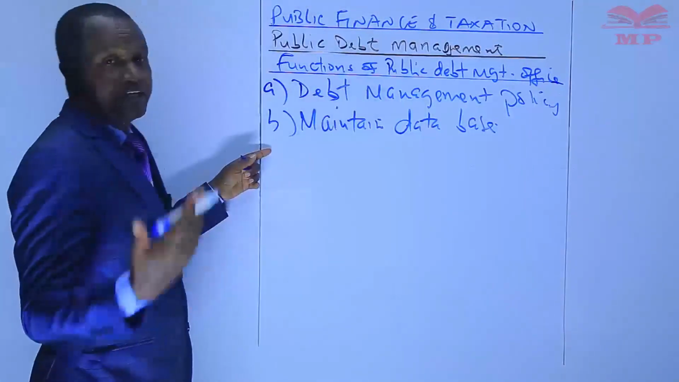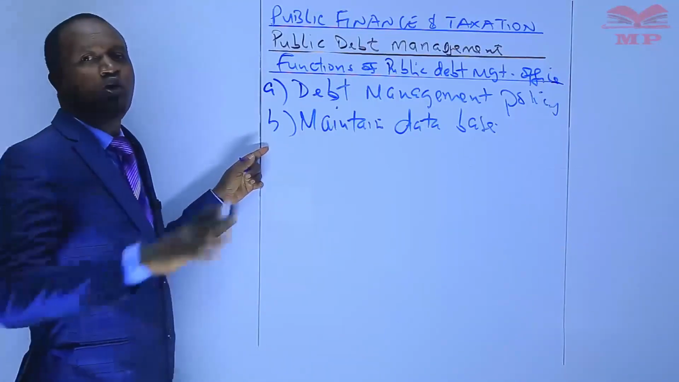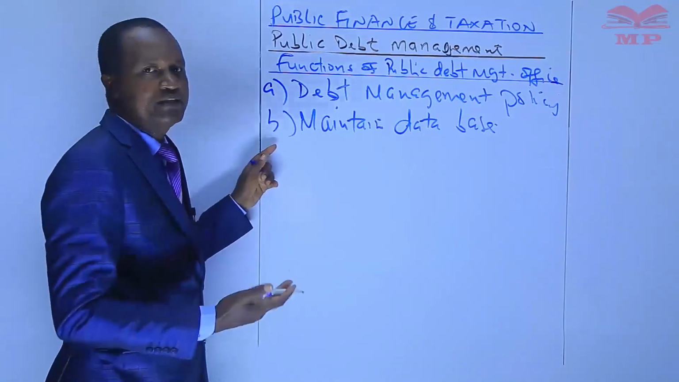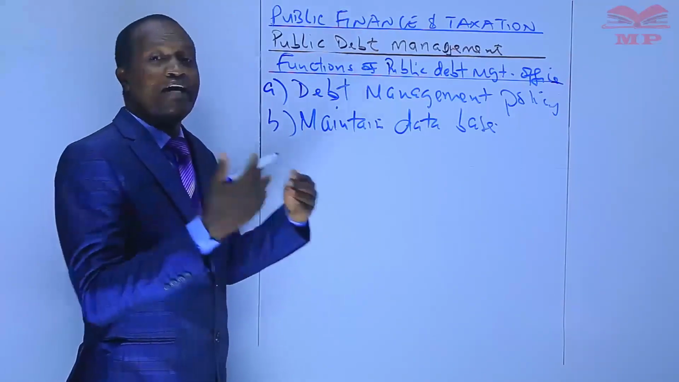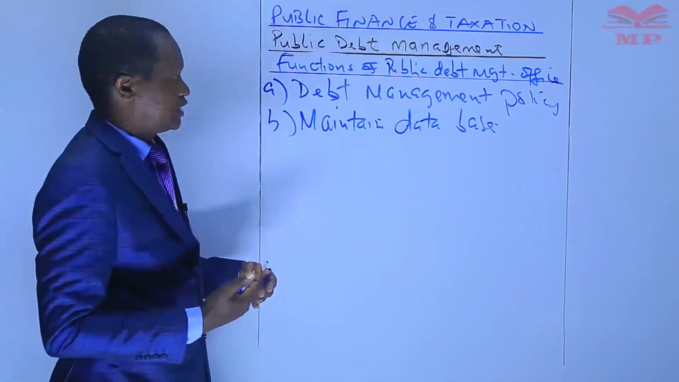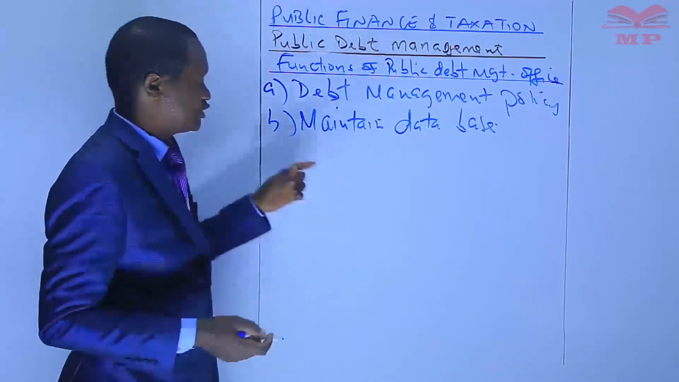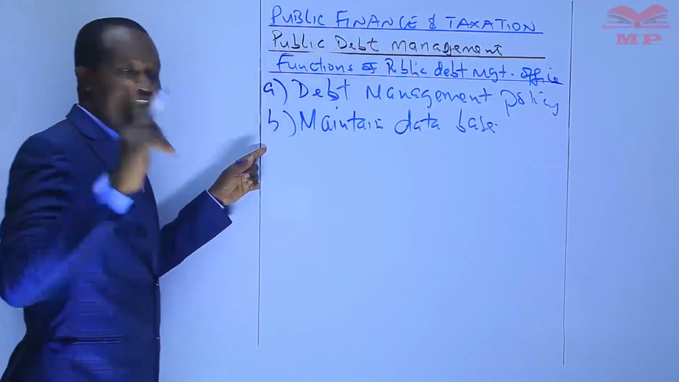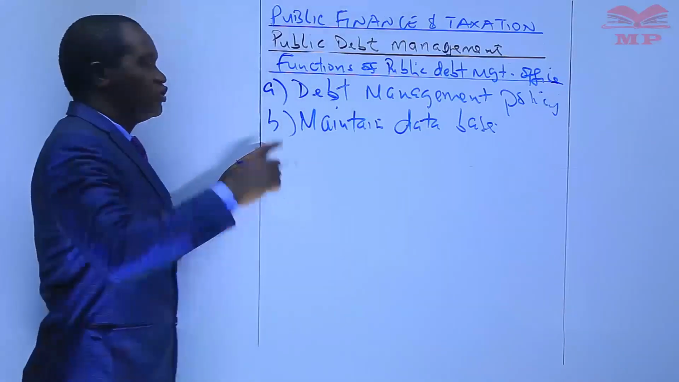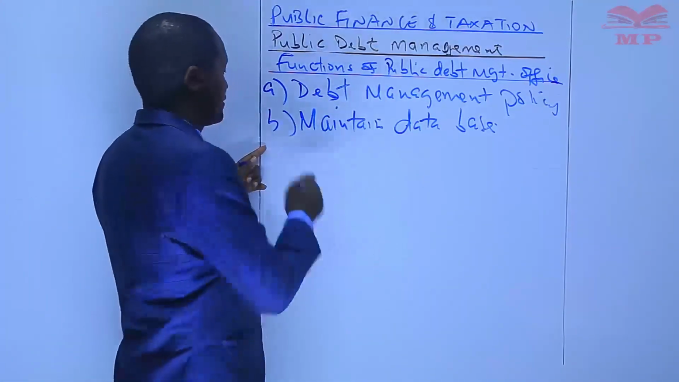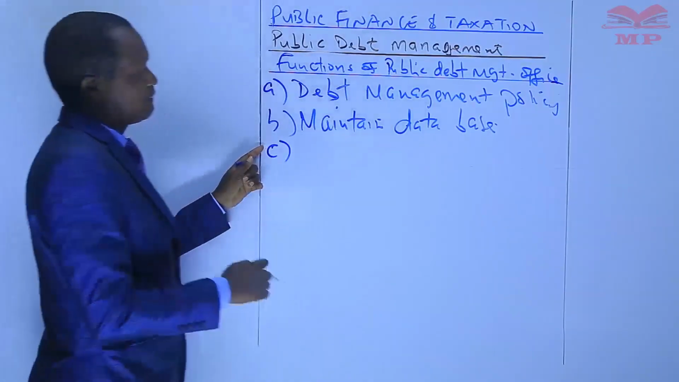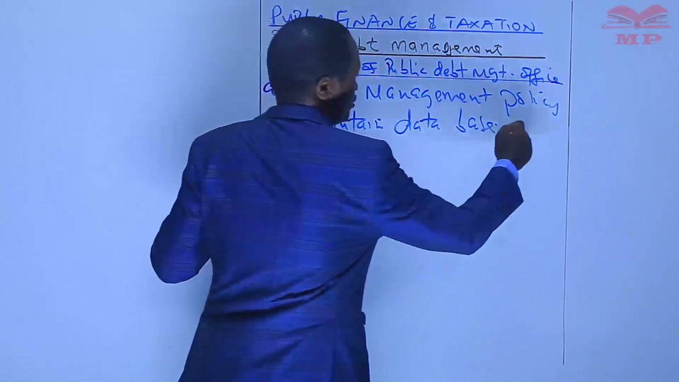Maintain a reliable database for all loans taken by the national government, the county governments, and their entities, including other loans that are guaranteed by the national government. To maintain a database of all loans that are taken by the government, the county government, and other entities. This is a database of loans.